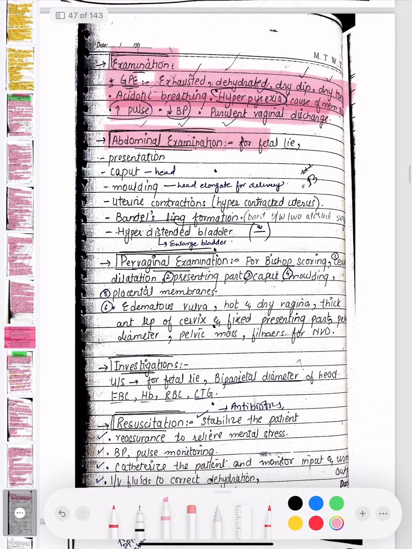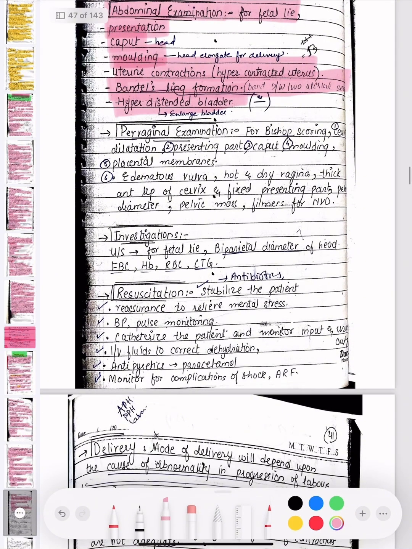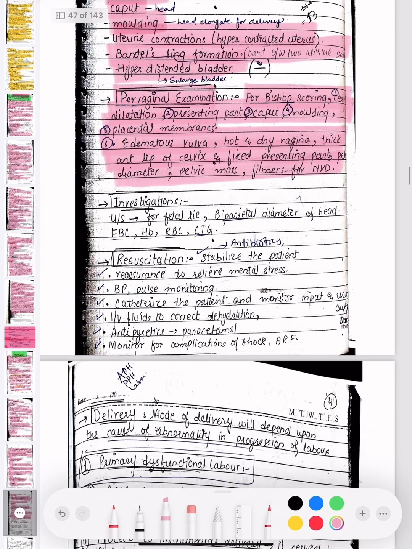The abdominal examination is done for fetal lie, that is presentation, the caput, the molding, and the uterine contractions, hypercontracted uterus, Bandl's ring formation, and the hyperdistended bladder. Per vaginal examination is done for Bishop scoring, for cervical dilatation, for presenting part, caput, and molding, for placental membranes, for edematous vulva, hot and dry vagina, thick anterior lip of the cervix, and fixed presenting part, pelvic diameter, pelvic mass, and filmers for NVD.